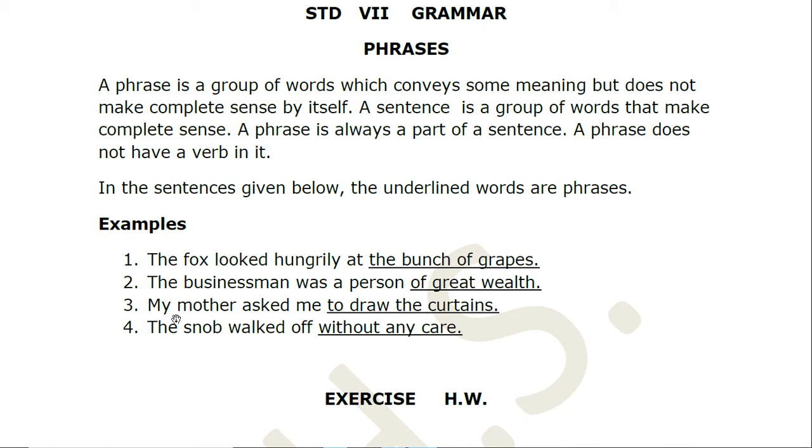Next one, the snob walked off. You know who's a snob? Someone who's very, very proud, thinks no end of himself. So walked off. What is the action? Walked. So here, what is the other part of the sentence which doesn't contain the verb but makes some sense, not complete sense? Without any care. Clear? So understood?